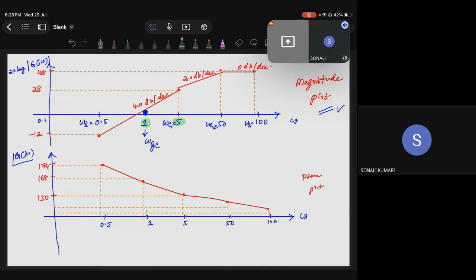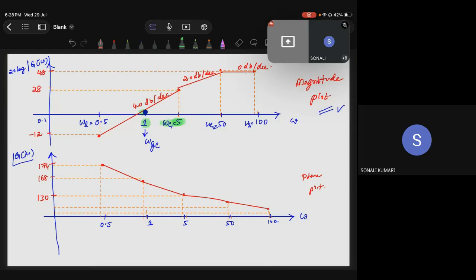We need to increase the angle. No, we have to only look at the magnitude plot. What is basically the gain crossover frequency? Gain crossover frequency is the particular frequency at which the magnitude is 0. That is this one. Now the gain crossover frequency is 1, and I want to make the gain crossover frequency this. What should I do?